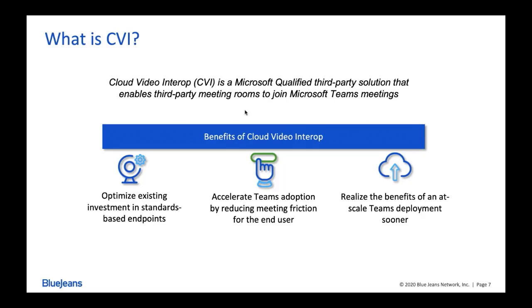So this is what CVI is, Cloud Video Interop. Like I said, it's super simple. If you've got legacy hardware you want to enable with Teams, then CVI will enable you to do that in the meeting room environment.